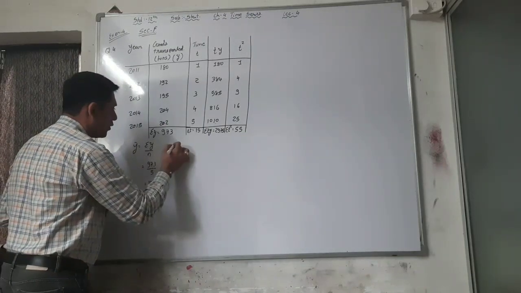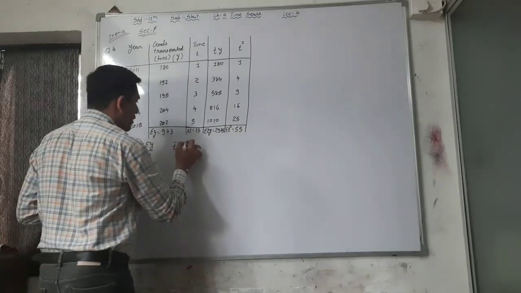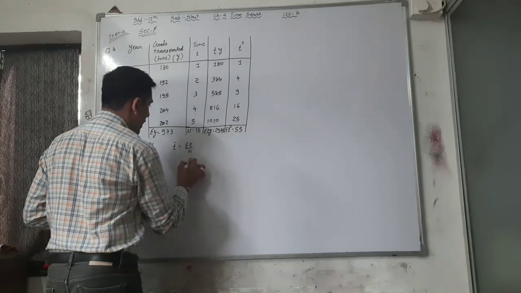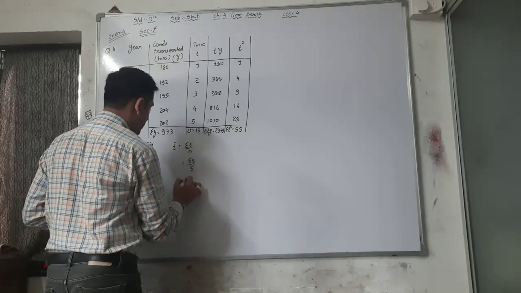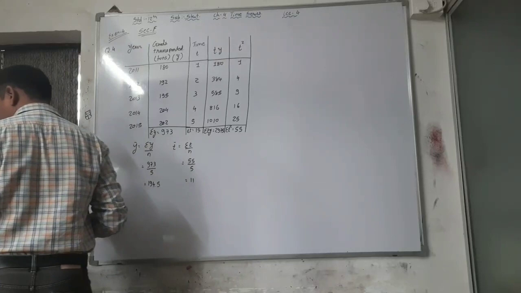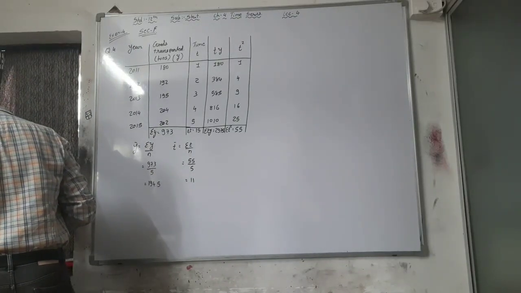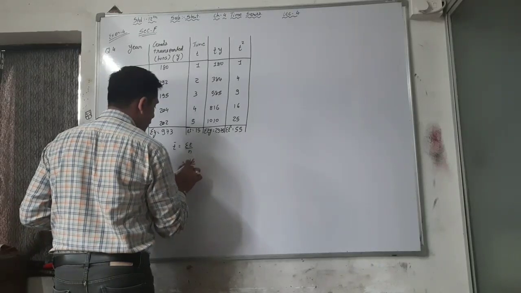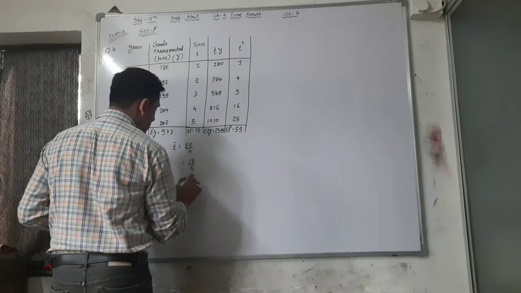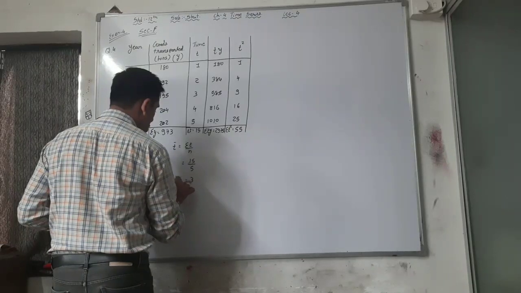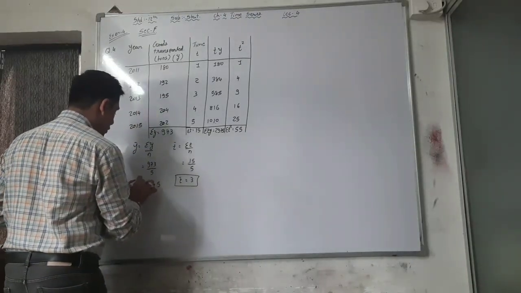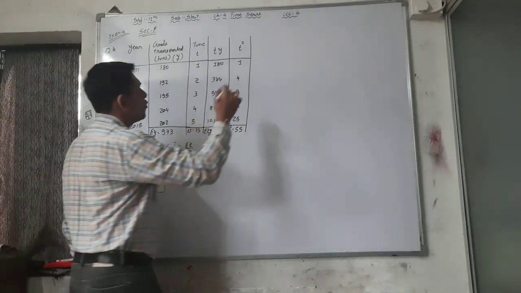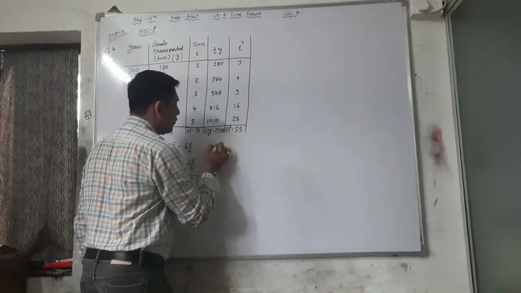194.6 is y bar. Now t bar, sigma t upon n, 55 upon 5, that is 11. Sorry, sigma t is equal to 15, so 15 upon 5, that is 3. So here your t bar and here your y bar. Okay, now we have to put the values into this.